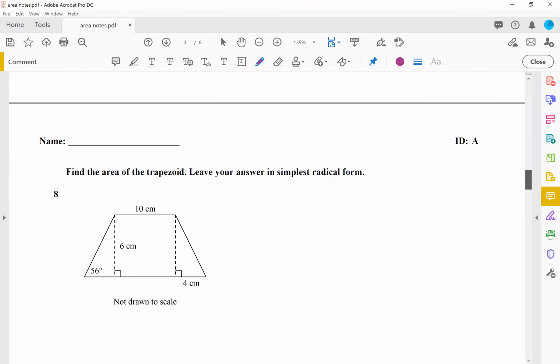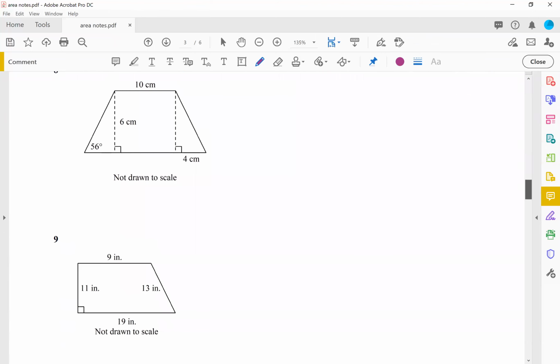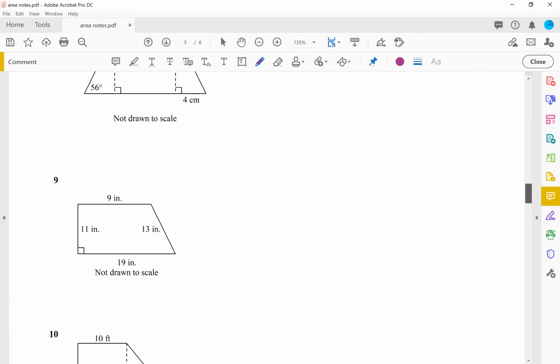Okay, next thing here, area of a trapezoid. I'm going to come back to question number 8.